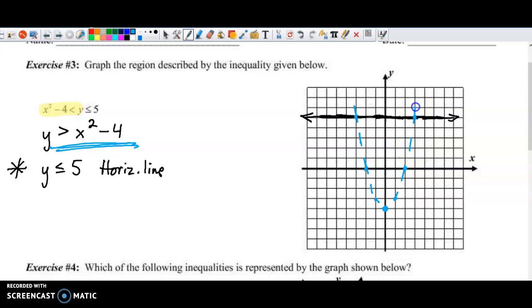Because it's or equal to. And if I tried to plug in, say, 0, 0, well, this time, is it true that 0 is greater than 0 squared minus 4? Yeah, 0 is greater than negative 4. So I want to shade in the region that includes 0, 0, but I need to be below that horizontal line. That's it.